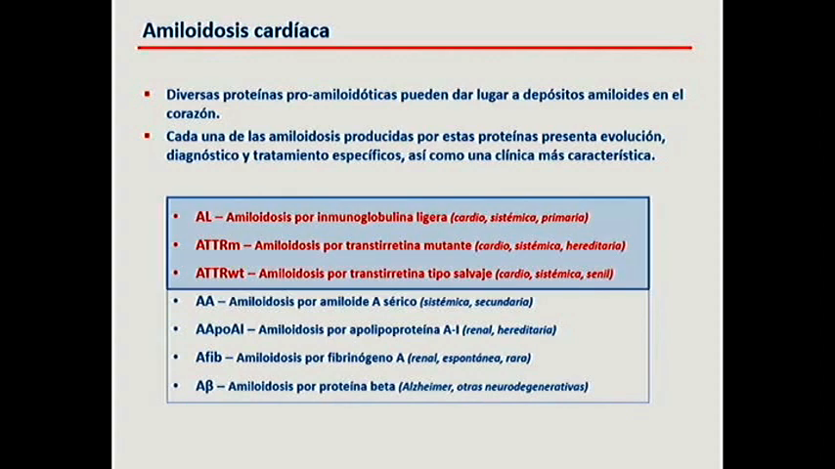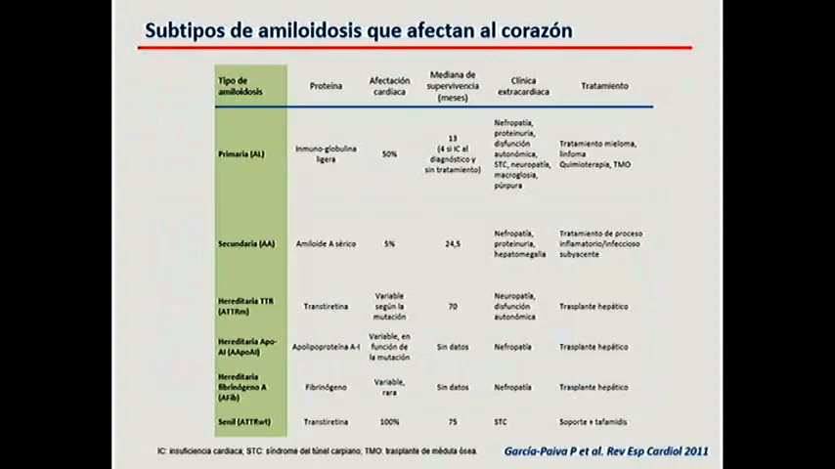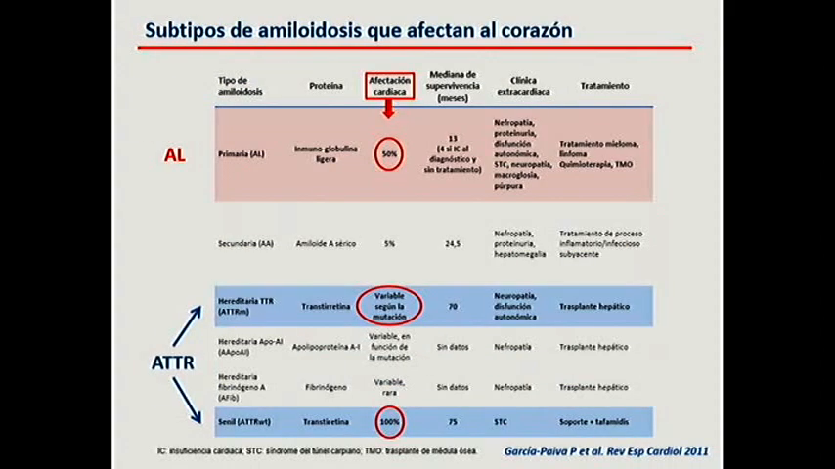Coming back to the types, the ones affecting the heart the most, as we said, were the light chain, which affects the heart greatly, the M, due to the mutant, which is hereditary, and the wild type, which is cardiosystemic. We have the degree of cardiac affectation: 50% in AL. In the mutant hereditary, it varies according to the mutation. And in the wild type or senile, we have 100% cardiac affliction.